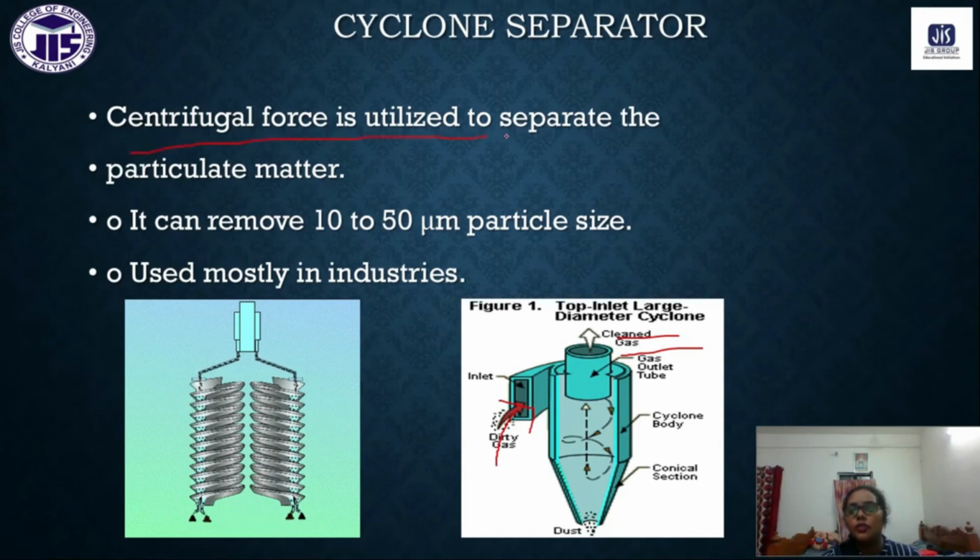So centrifugal force is utilized to separate the particulate matter. It can remove 10 to 50 micrometer particle size from the gravitational settling chamber. Generally, we remove the large particles, around 50 micrometer size. And in this case, we can remove the range of particle size from 10 to 50 micrometer. Whatever particulate matter we have, those particles can be removed by this chamber.